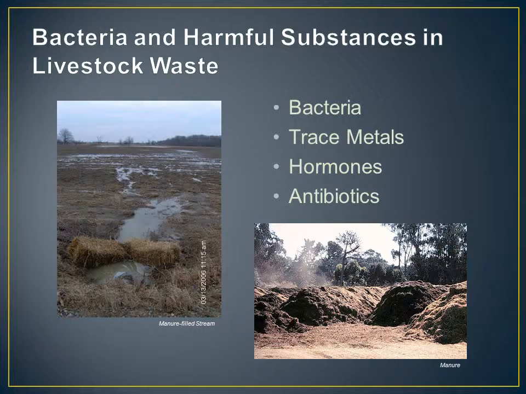These substances include trace metals like arsenic that can be found in animal feed, hormones that can cause reproductive defects in fish, and antibiotics that may alter microbial processes essential to healthy ecosystems.